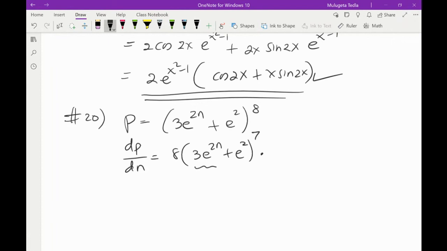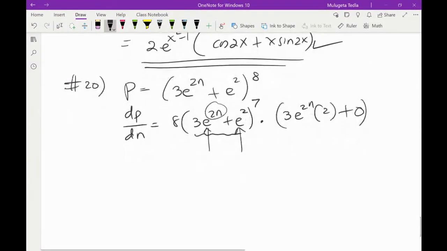Times the derivative of the inside, which is the derivative of, this is an exponential function, its derivative is itself, 3e^(2n), times the derivative of the exponent, which is 2, plus the derivative of e squared, which is 0, of course. e is a number, e squared is a number, the derivative of it is 0, so constant.